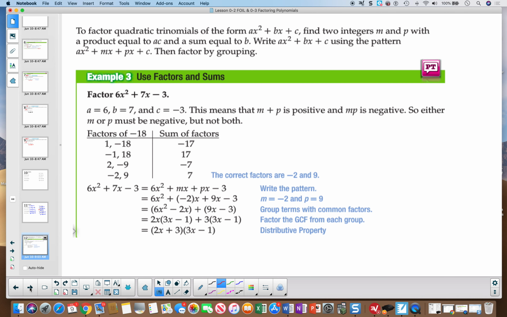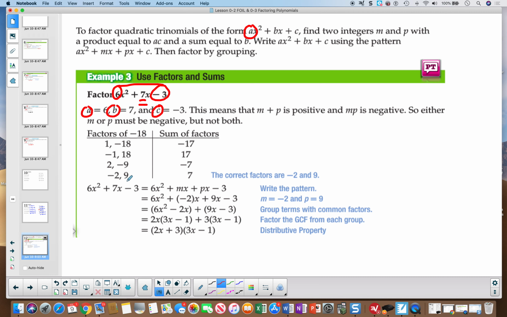Let's take a look at dealing with a trinomial where the x squared is not 1. Okay, we have to work with this a little bit more. And remember that the constant in front of the x squared term is a, and the constant in front of the x term is b, and the constant itself is what we would refer to as c. When we have a constant a other than 1, then we are going to have to worry about multiplying the a times the c term to create negative 18. And we're going to find factors of negative 18 whose sum is going to be 7.